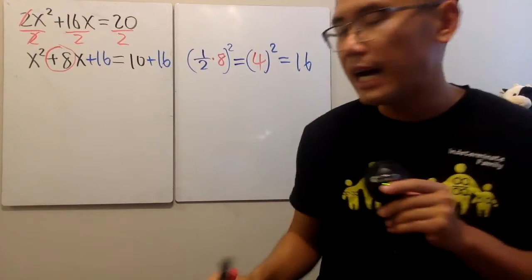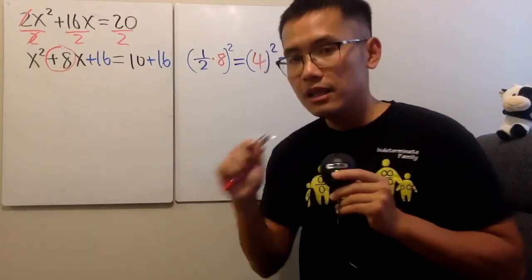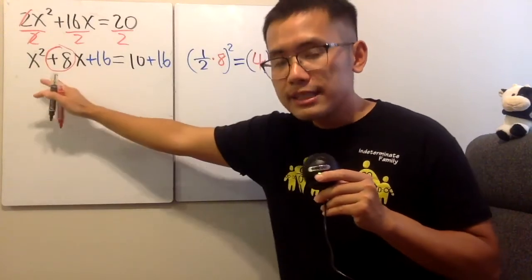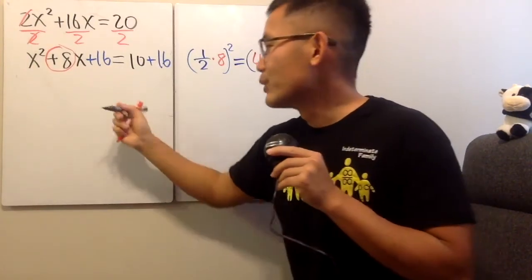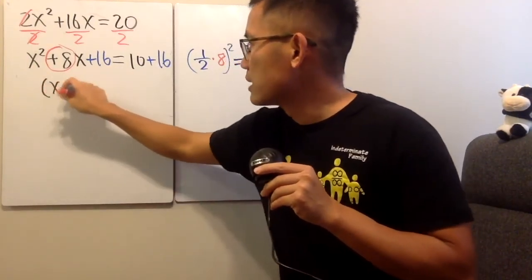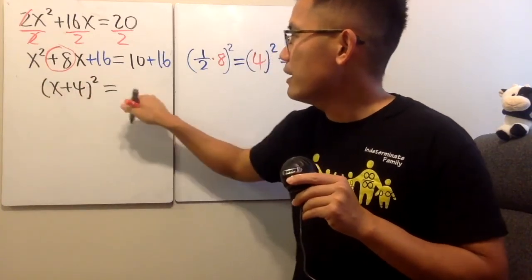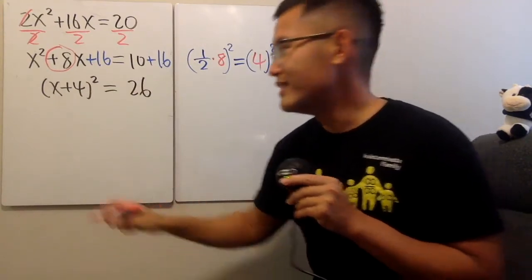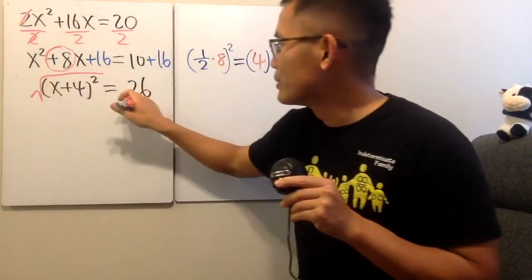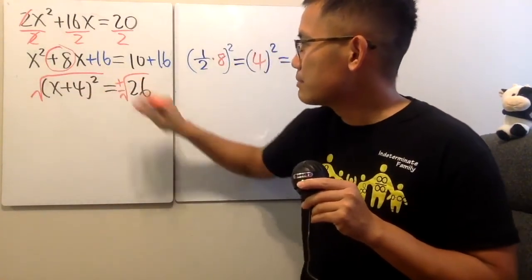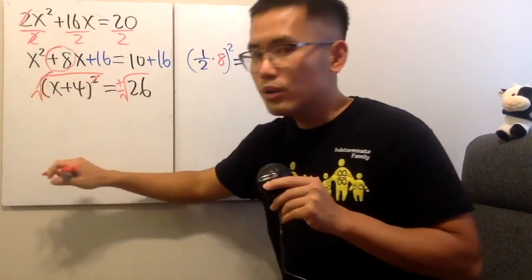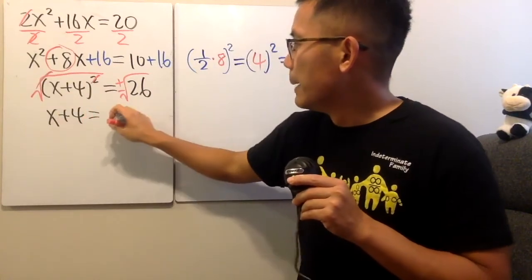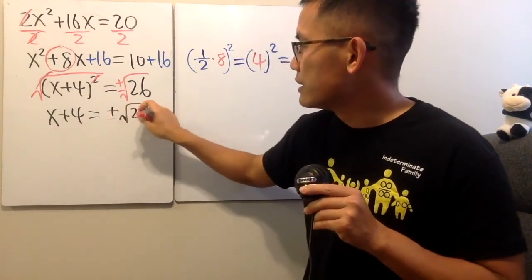And with that being done, the left-hand side is a perfect square. If you factor it, you will get x plus 4 times x plus 4. So you actually will just get x plus 4 squared, and that's equal to this plus that, which is 26. And to continue, we can just take the square roots on both sides, put a plus minus, this and that will cancel. We will just have x plus 4 equals plus or minus square root of 26.